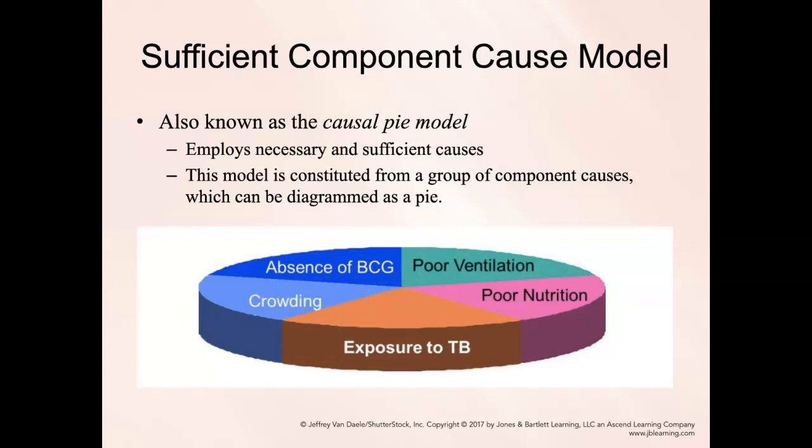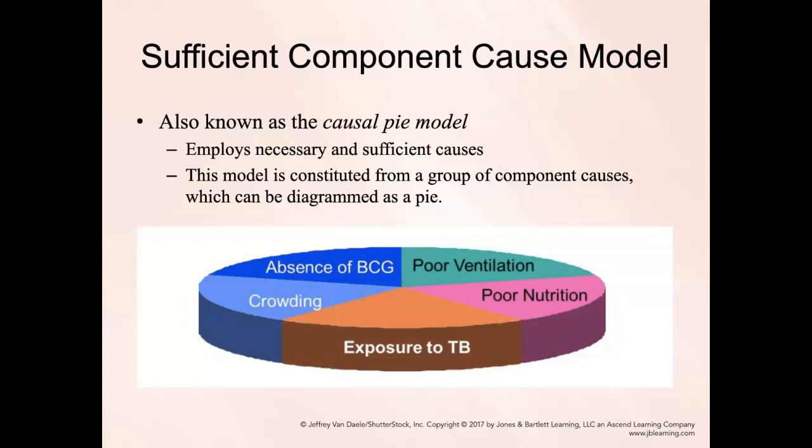In deterministic causality, we typically use what are called sufficient component cause models. In the previous examples we've talked about so far, where we talked about necessary versus sufficient causes, we really talked about just one single risk factor and the type of causal relationship it has with a given outcome. However, in epidemiology and public health, we're often looking at multiple risk factors for the development of disease. So in deterministic causality, we use these sufficient component cause models.